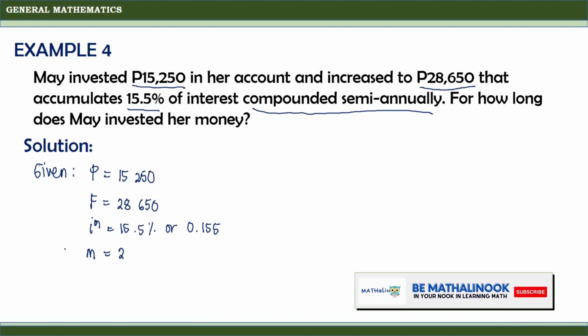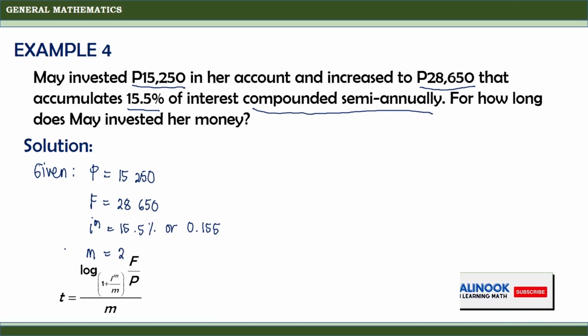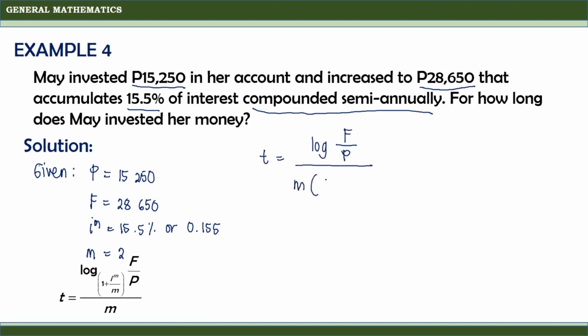To solve for the time or for the number of years, we can use the formula t equals logarithm of F divided by P to the base 1 plus i_m divided by m, all over m. However, I have stated in the previous video that the formula for the time can also be written in the form logarithm of F divided by P all over m times the logarithm of 1 plus i_m divided by m. From here, we can now substitute our given to the formula.